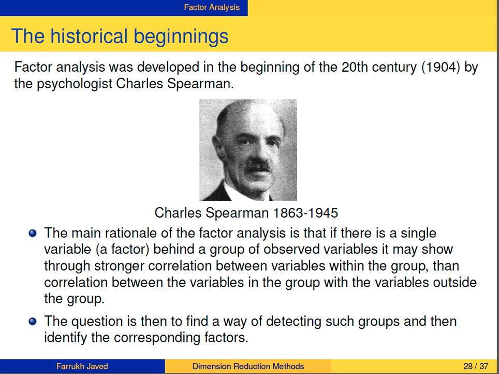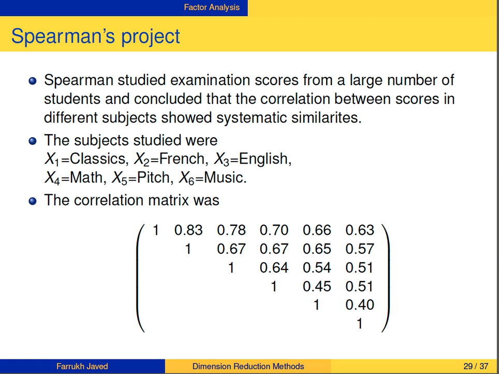So you have lots of variables and you want to know which of the variables share maximum correlation within the group instead of looking for variables outside the group. That is the idea. So you don't classify different groups; rather you look for one group, and within that group you look for a factor which is common to all the variables within it, right? That's how we do factor analysis, and the question is to find a way to detect such groups and then identify a corresponding factor.